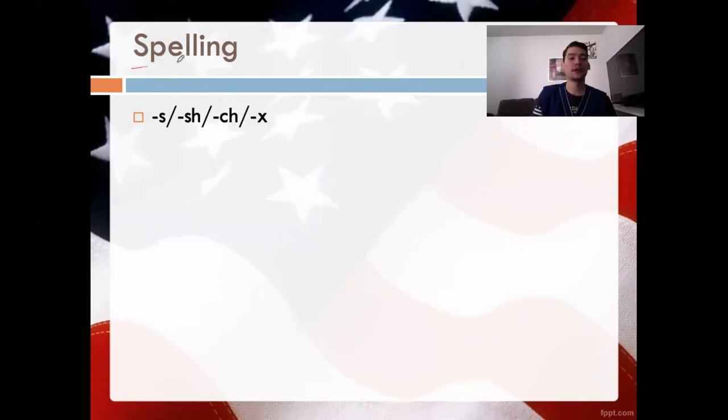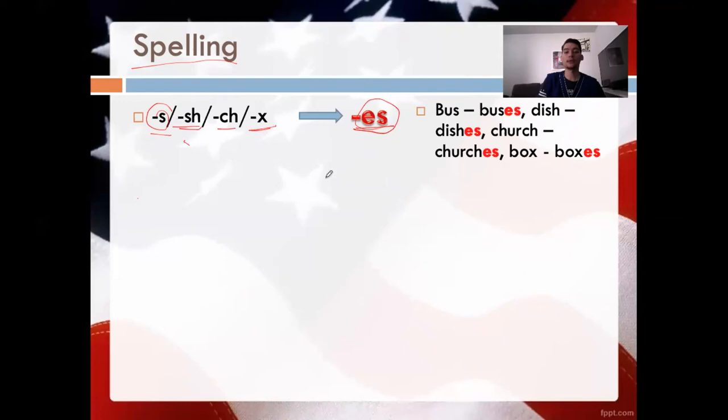Então, como que a gente vai escrever agora? So, we have S, SH, CH, and X. When the word ends in S, SH, CH, or X, we are going to put ES, okay? Então, quando a palavra, no caso, o substantivo, terminar em S, SH, CH ou X, nós iremos acrescentar ES para fazer o plural. Então, olha só os exemplos.